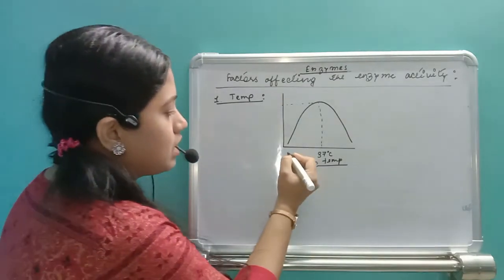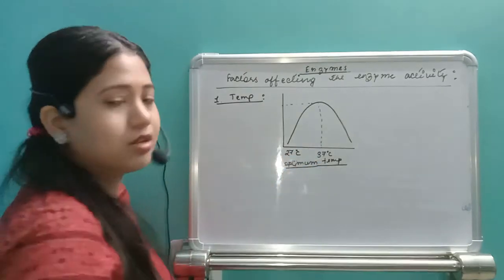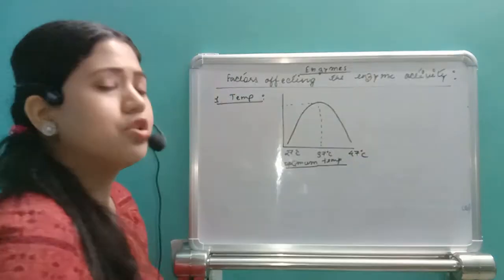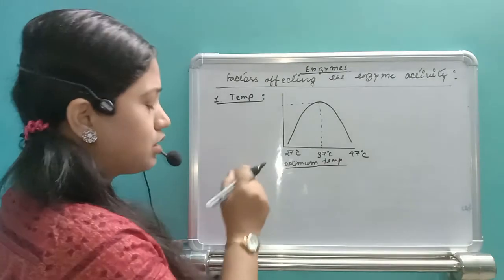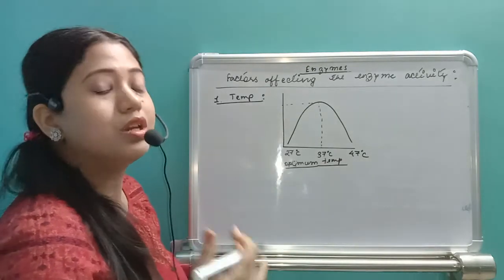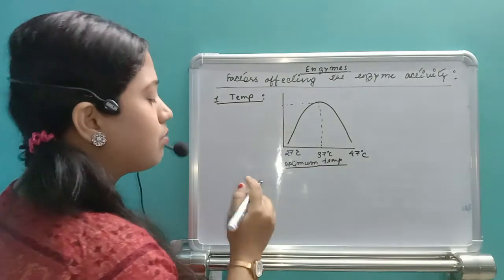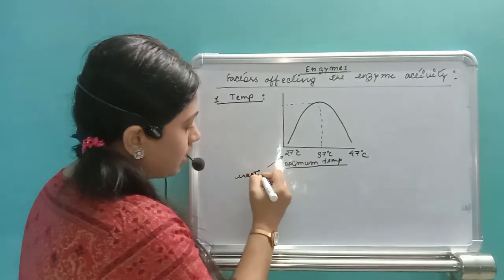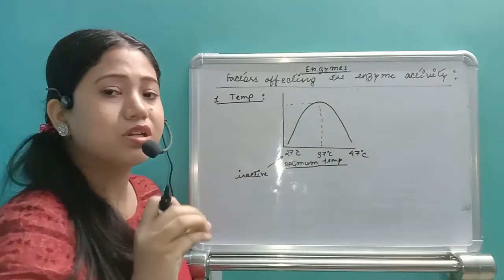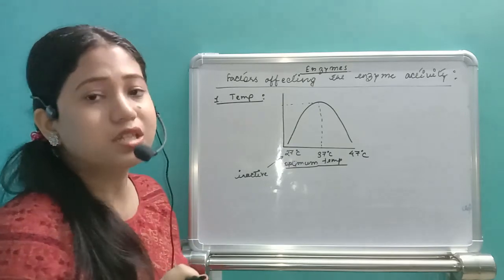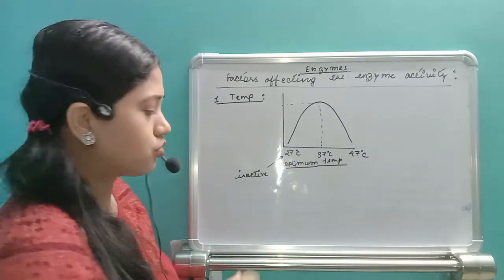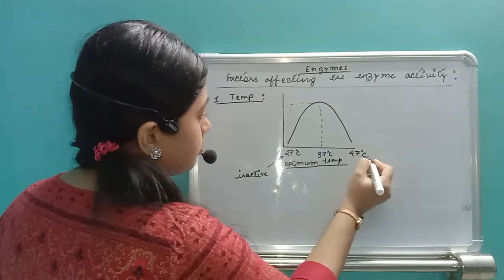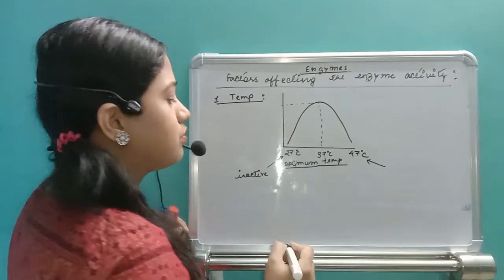If the temperature is less, suppose it is 27 degrees Celsius, and on this side suppose it is 47 degrees Celsius, what will happen? At 27 degrees Celsius the temperature has decreased, and the enzyme is inactive. To carry out the reaction a specific energy is needed, and only at that energy do enzymes work. So at this lower temperature it gets inactivated. And what will happen at a high temperature, suppose 47 degrees Celsius?